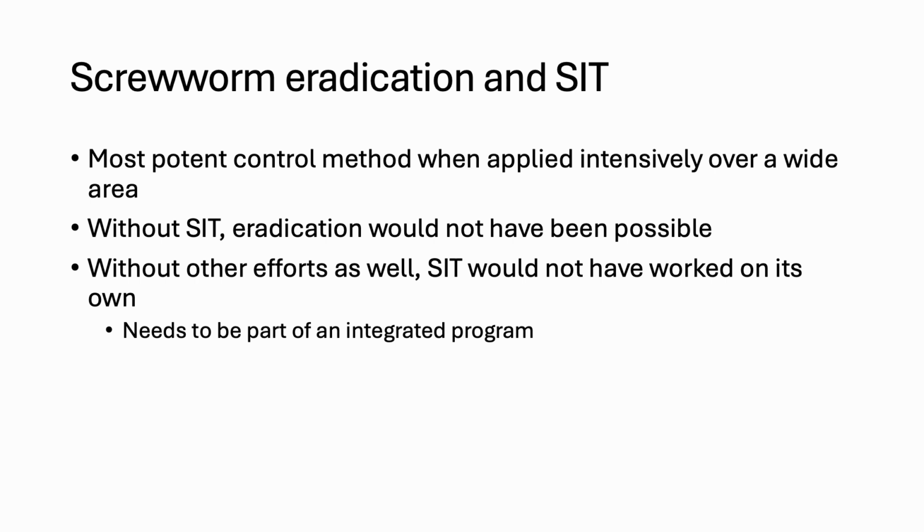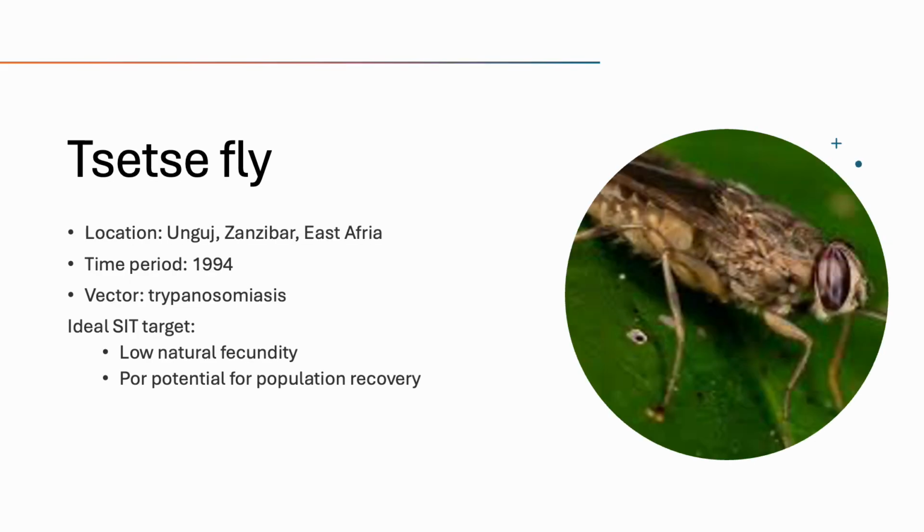So overall, SIT is the most potent control method when applied intensively over a wide area. Without SIT, there would have been no screwworm eradication. However, it would not have worked on its own and must have been applied in combination with other efforts. Therefore, it needed to be part of an integrated program. Ultimately, despite SIT being expensive, its effectiveness counterbalances the cost.